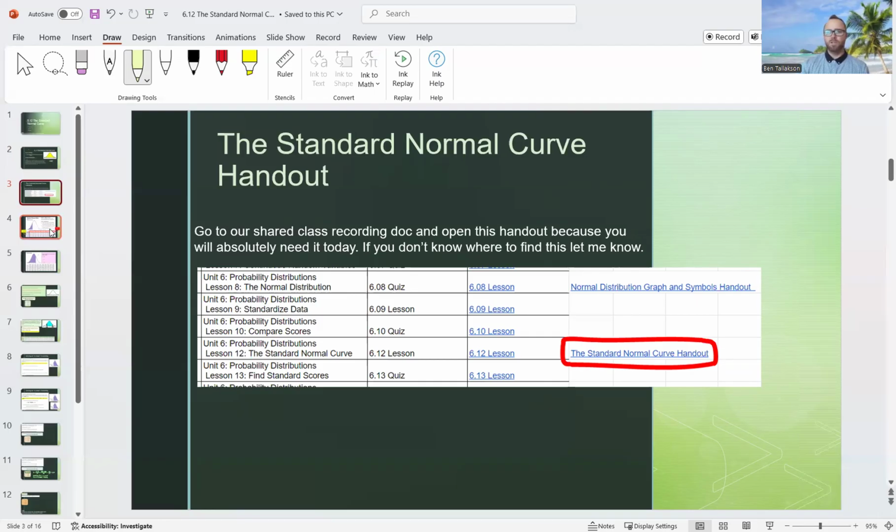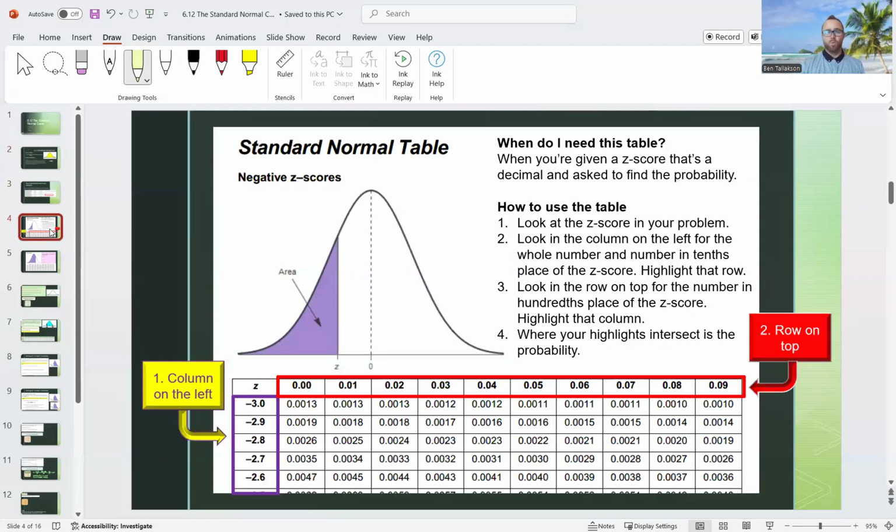So let's do it now with an introduction to when do you need this table and how do you use it? Well, you need this table when you're given a z-score that has decimals in it, and you're asked to find the probability. Okay, so let's use an example and go through these steps. Let's say you're given a problem where they want you to find the probability, and you're told that the z-score is -2.77.